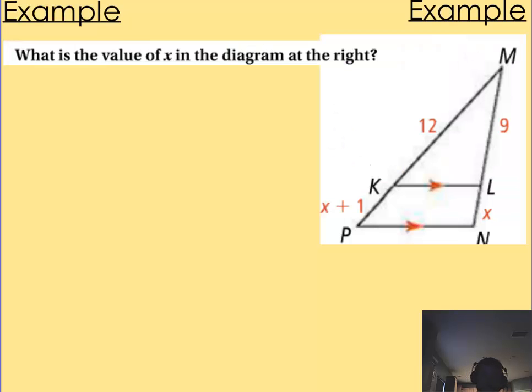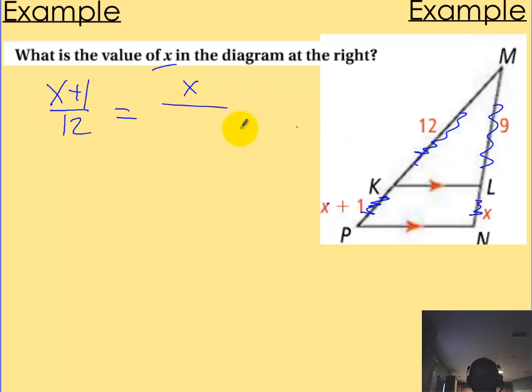Pause the video. Okay, what's the value of x in the diagram on the right? So I'll make some proportions. This over this equals this over this. And solve for x. So the first thing I'm going to do is multiply by 12 on both sides, so this is just going to come up, and multiply by 9 on both sides, so this is going to come up.